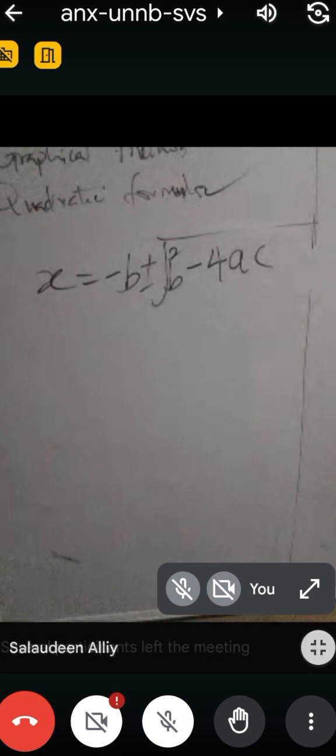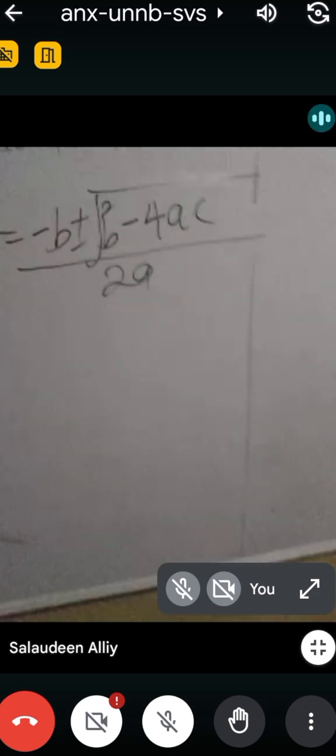Who will tell us the quadratic formula? x equals to what? Minus b plus or minus the square root of b squared minus 4ac, over 2a. Okay, this is what we call the quadratic formula.